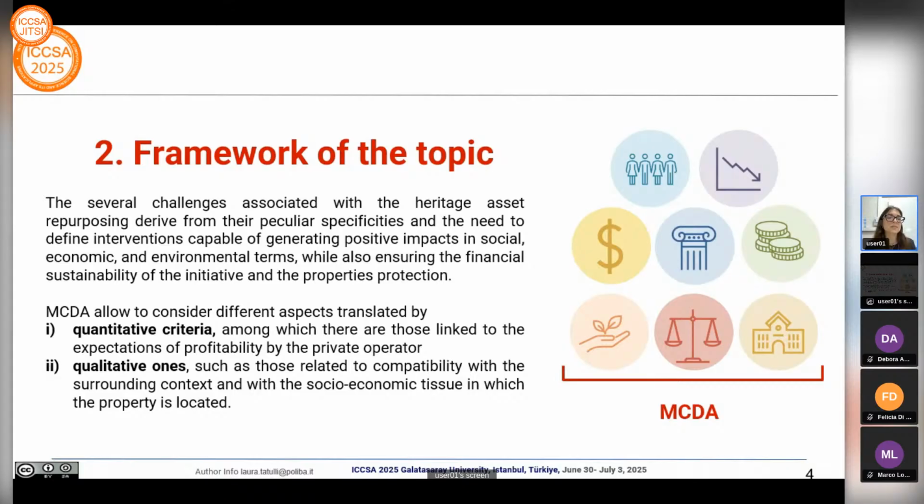And so the MCDA technique allows one to consider these different aspects, translating them into quantitative criteria, such as those linked to the expectation of revenues and profitability, and the qualitative ones. There are those considered like the surrounding context or the compatibility with the socioeconomic tissue in which the project will take place.